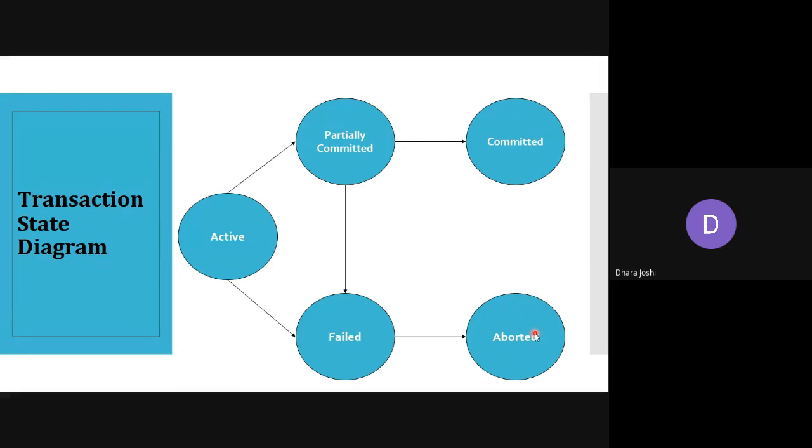Consistent means there is no case like account A's $50 is deducted and it is not reflected in account B. This kind of case will not happen. If it is in the committed state, that means if A's $50 is deducted, then it will be reflected in B's account. And if we are in the aborted state, then it is as if this transaction never started. We are thinking like that.